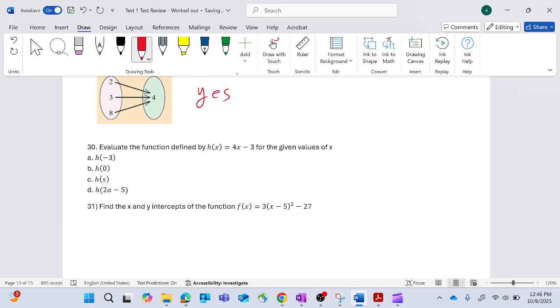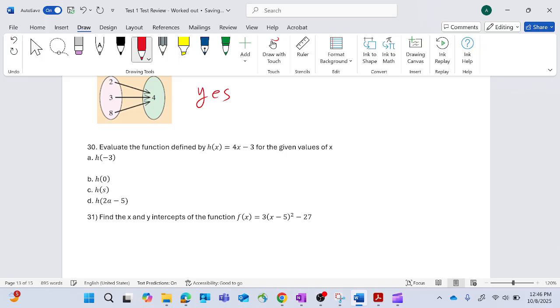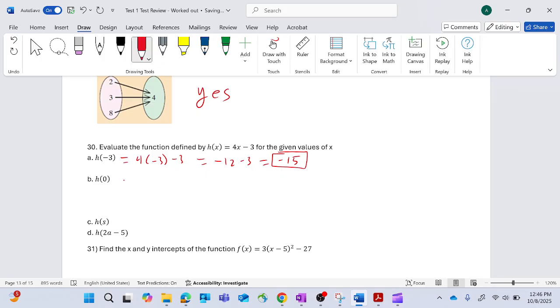So h of negative 3, we're just going to plug it in. h of negative 3 will be 4 times negative 3 minus 3. 4 times negative 3 is negative 12, minus 3, which is negative 15. For 0, plug in 0. You have 4 times 0 minus 3. 4 times 0 is 0, minus 3 is just negative 3.